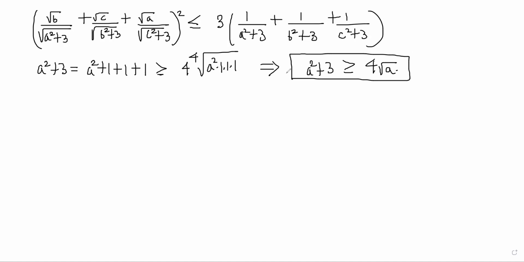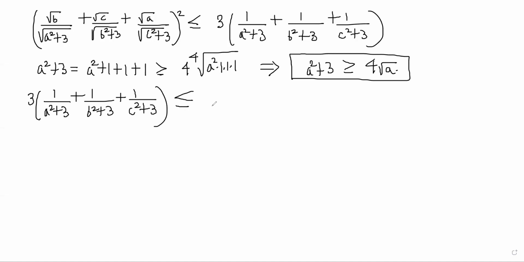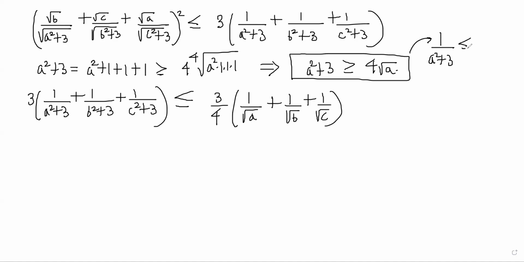We get this. So therefore, I can take the 3 outside. The RHS here is 3 times 1 by a square plus 3 plus 1 by b square plus 3 plus 1 by c square plus 3. And now it is coming as less than equal to 3 by 4 times 1 by root a plus 1 by root b plus 1 by root c. Why? Because from here we can say that 1 by a square plus 3 is less than equal to 1 by 4 root a. And similarly for the other terms also. So we have just reused that here, right?